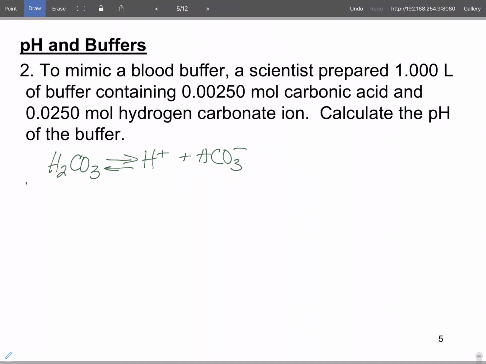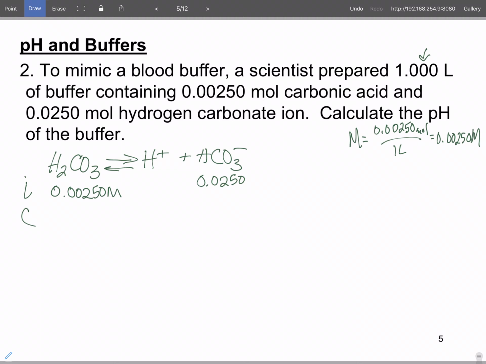So initially, we have 0.025 molar here, and we have 0.0025 molar here. Now, these were both given in moles, but it's per 1 liter, so the molarity is needed. And in each case, because you're doing it over 1 liter, it comes out to be the same as the moles. So you do have to pay attention to that as we go.